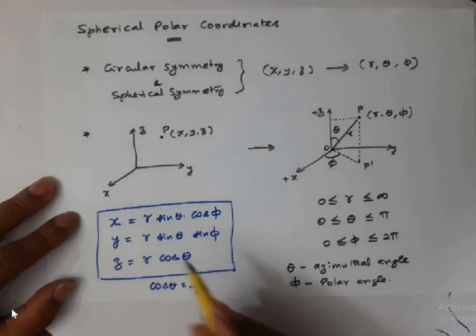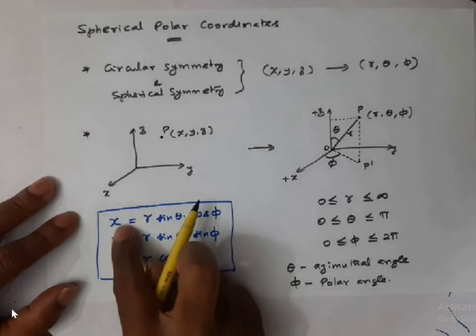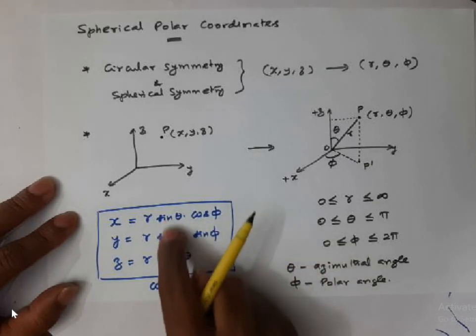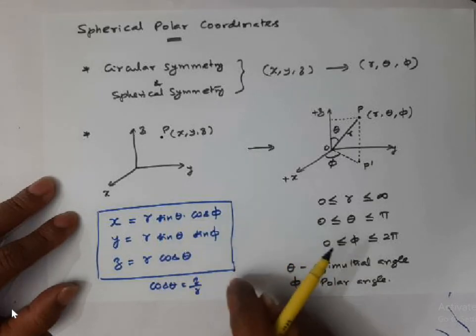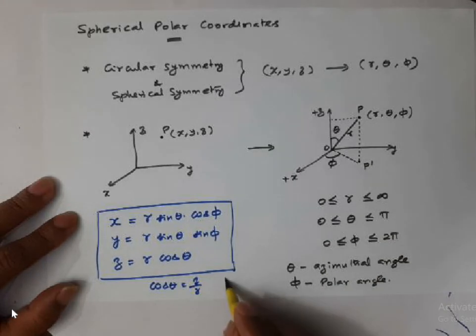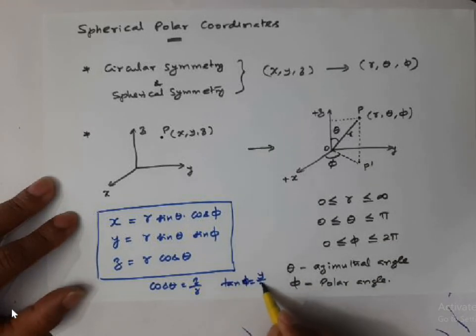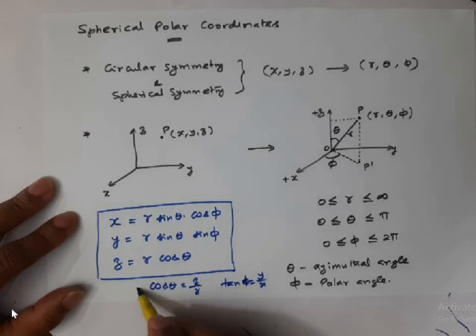And if I divide y by x, sin theta cancels here. Sin phi by cos phi will give you tan phi. So tan phi is equal to y by x. This is another important point. Keep all these things in mind.